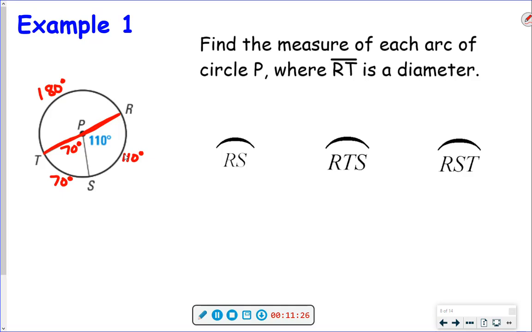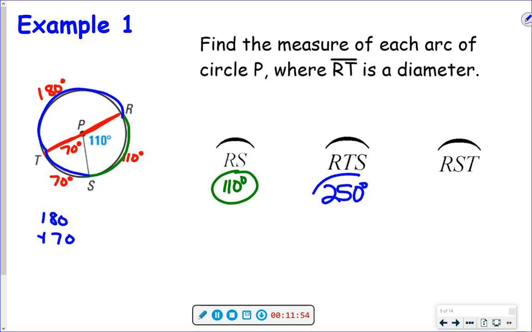Now I'm going to actually answer what they want. RS. Well, clearly, got it. Labeled 110. Too easy. RTS. Okay, the blue. So I'm just going to total it up. I had 180 for the half circle and another 70. So what's 180 plus 70? 250. Now the other way you could have done it, you'll get the same thing. For that blue arc, you could have done 360 and deducted the 110. That gives you 250 also.